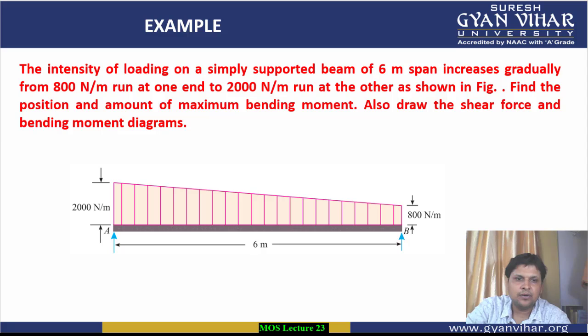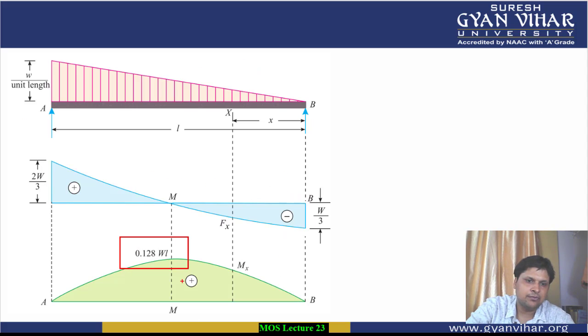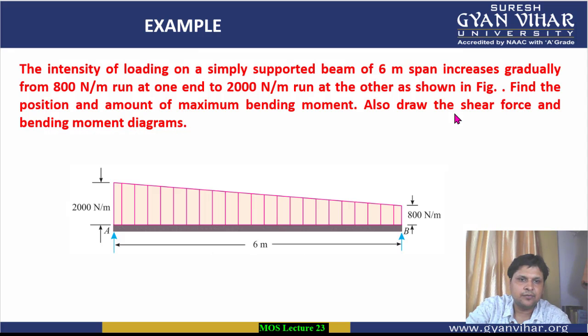In this way, we have calculated the maximum bending moment also. 0.128 WL is the maximum bending moment, which is obtained at this point. At A and B, you have zero bending moment because these are the supports. All right. So in this way, we have calculated everything. Now we will solve a numerical in order to get more understanding of this problem.